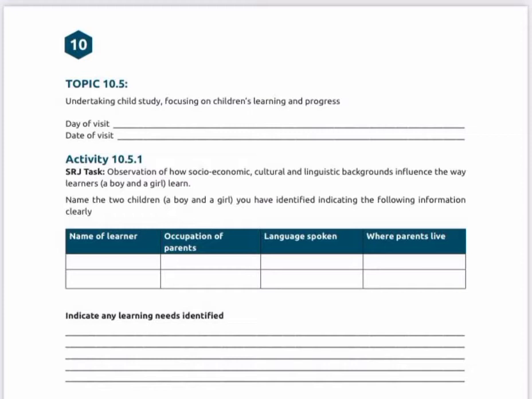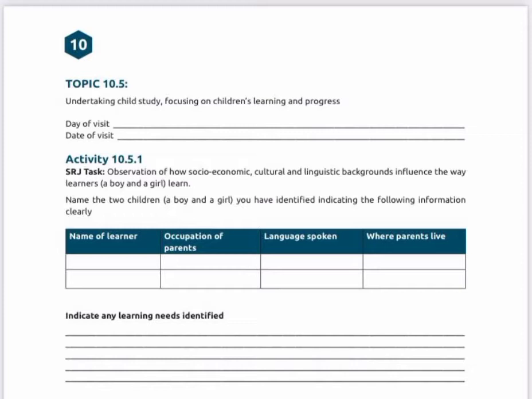So moving straight to activity 10.5.1, our SRJ task is observation of how socio-economic, cultural and linguistic background influence the way learners learn. That is either a boy or a girl. So what are we going to observe in this week's observation?